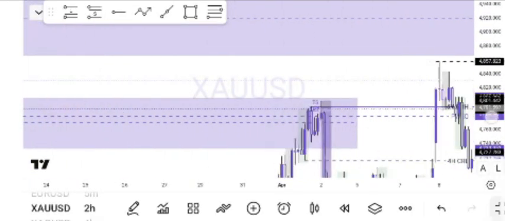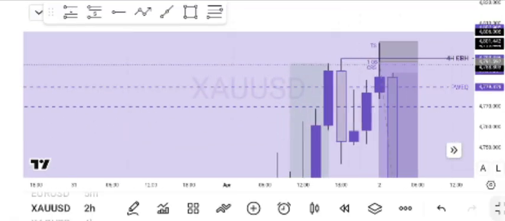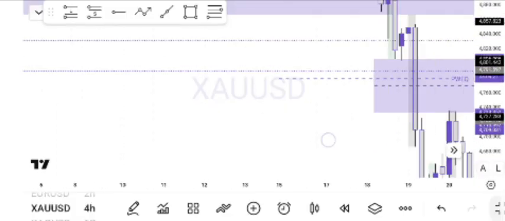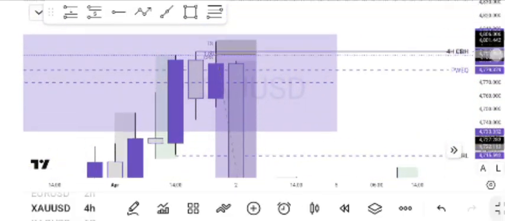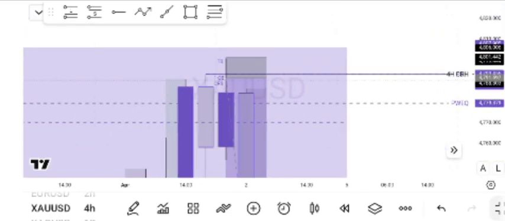Let me delete that. Clarity is something you always want when trading. Always use clarity when you're trading. Always try to be clear. That will help you a lot. Always try to trade only clear confluences.